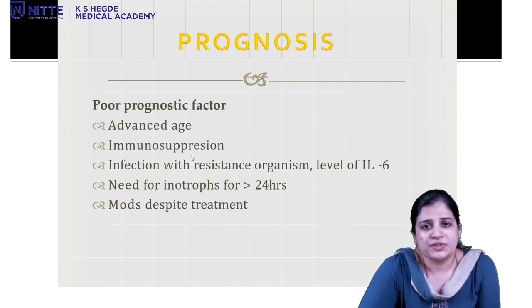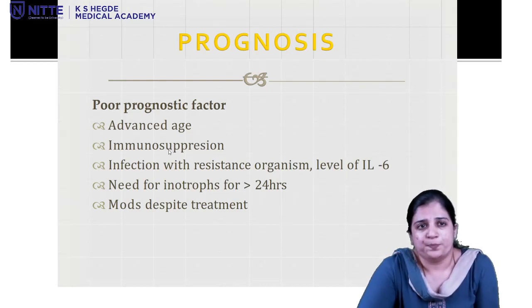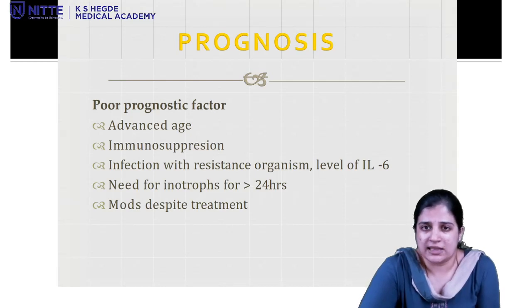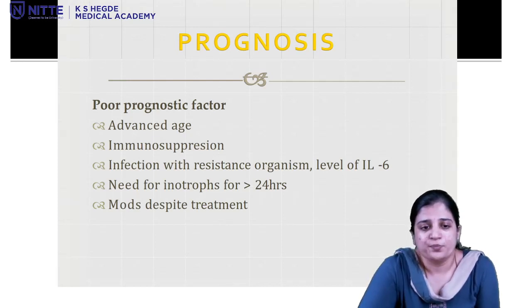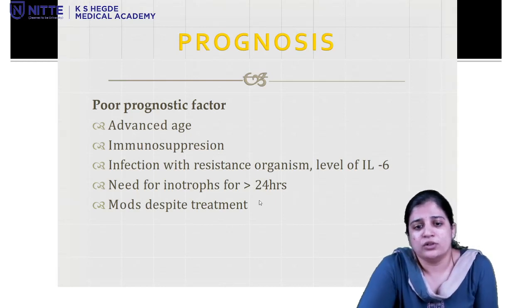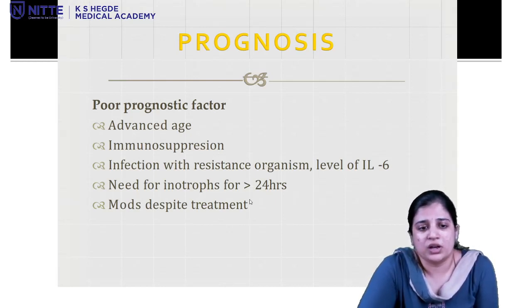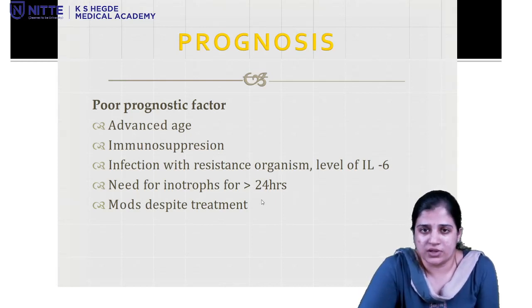So what are the poor prognostic factors? One is age. One is immunosuppression, which we see if the patient is on any chemotherapy or any immunosuppressants for cancer, or if the patient is HIV positive, or if AIDS syndrome has set in, or if there is infection with resistant organisms, or where the interleukin 6 levels are increased, and when the patient is not coming out of the shock, when the inotropes are needed for more than 24 hours, and multi-organ dysfunction despite all the above treatment which we gave.